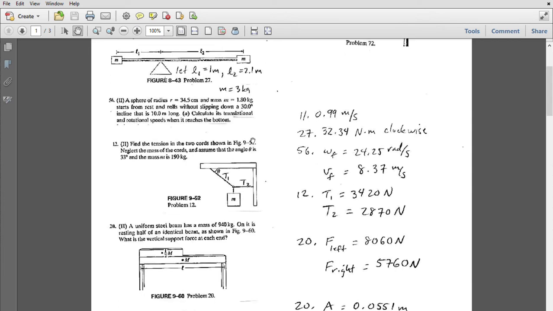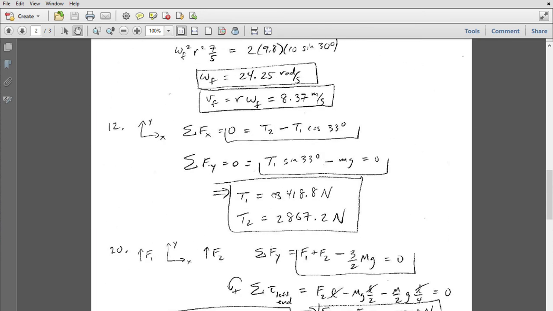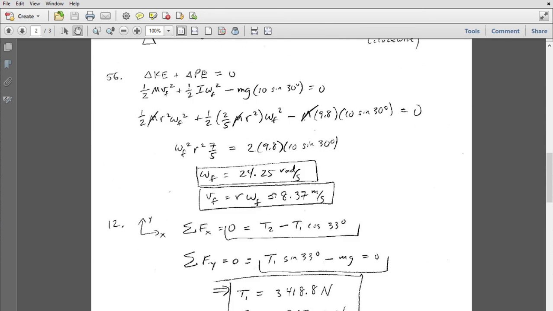Problem 12. Find the tension in the two cords as shown in this figure. Neglect the mass of the cords. Assume the angle is 33 degrees and the mass is 190 kilograms. Again, in this case, we have the sum of the force x components on, for example, this little circle right here where these things are tied together, which is in static equilibrium. It has some tiny little mass, whatever it is, but in any case its mass doesn't matter because it's not moving. It's in static equilibrium. The sum of the force x components on it is 0. So if we take x to the right and y up, well, let's go down here and see. What number is that?